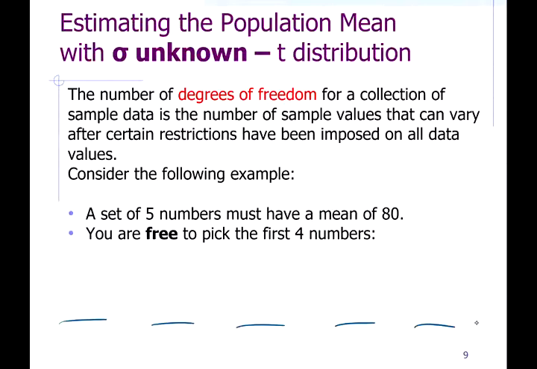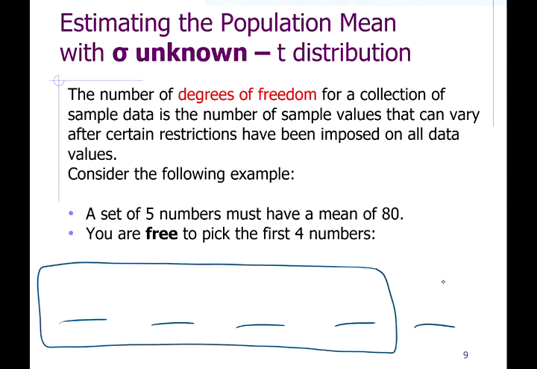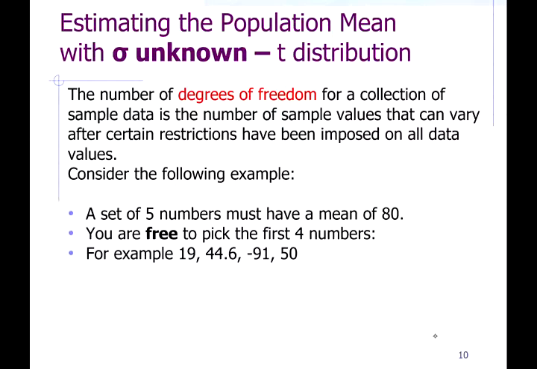You're free to pick any 4 numbers you want. As long as you leave me free to pick that last number, I can make sure to give you a mean of 80. So for example, let's say you have these 4 numbers. You pick 19, 44.6, negative 91, and 50. I can make sure that the 5 numbers average out to 80 by choosing the right last number, as long as I'm free to pick one of the numbers.